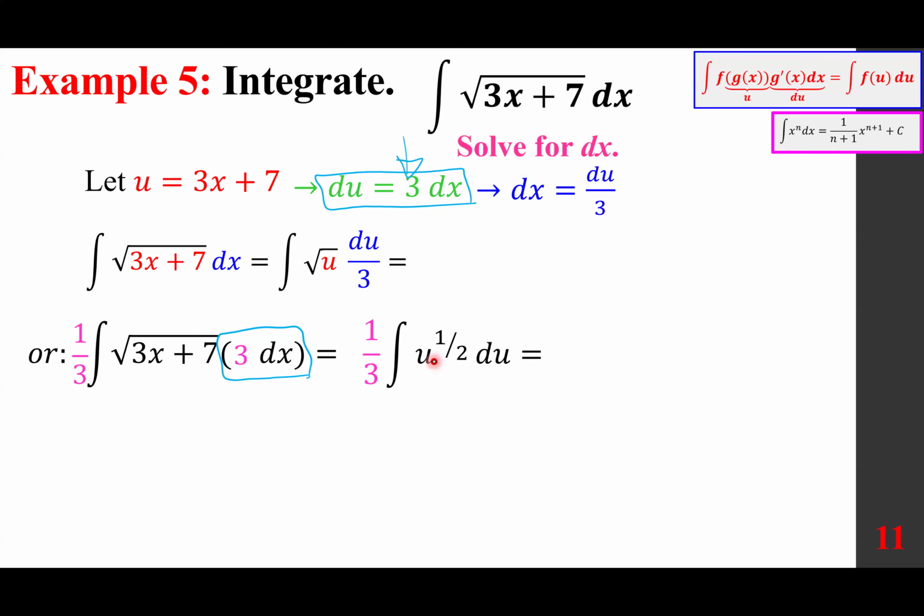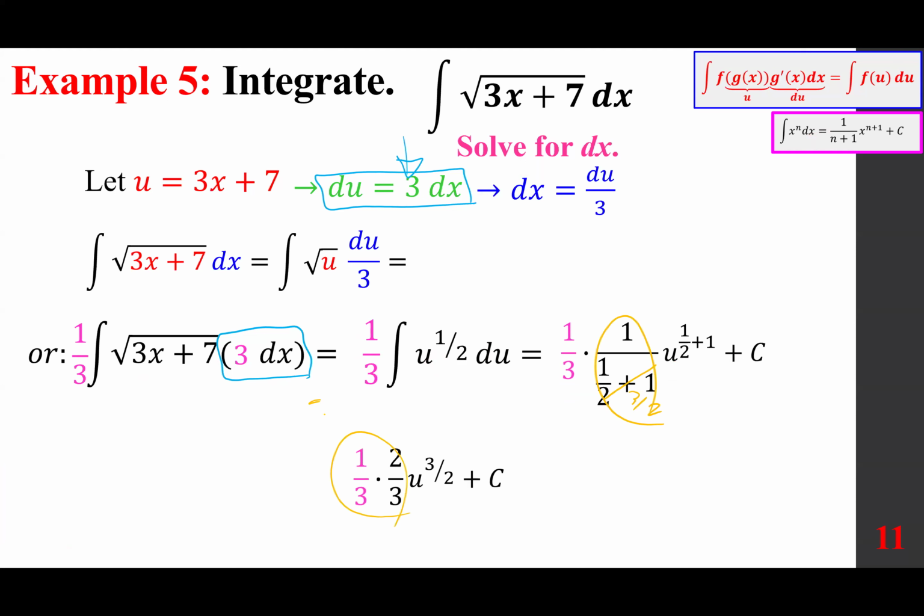In any event, this one uses the power rule, 1 over 1/2 plus 1 u to the power 1/2 plus 1. Keep the 1/3 and a constant. 1/2 and 1 is 3/2. So this is 3/2, everybody. And this is 2/3. And this is 2 over 9. So 1/3 times 2/3 gives you 2 over 9 u to the power of 3/2 and a constant. What is u? 3x plus 7.